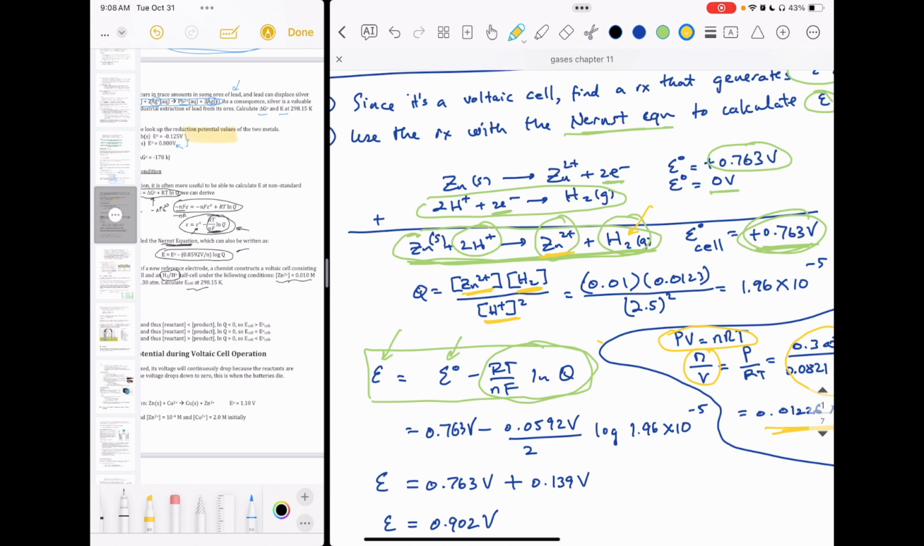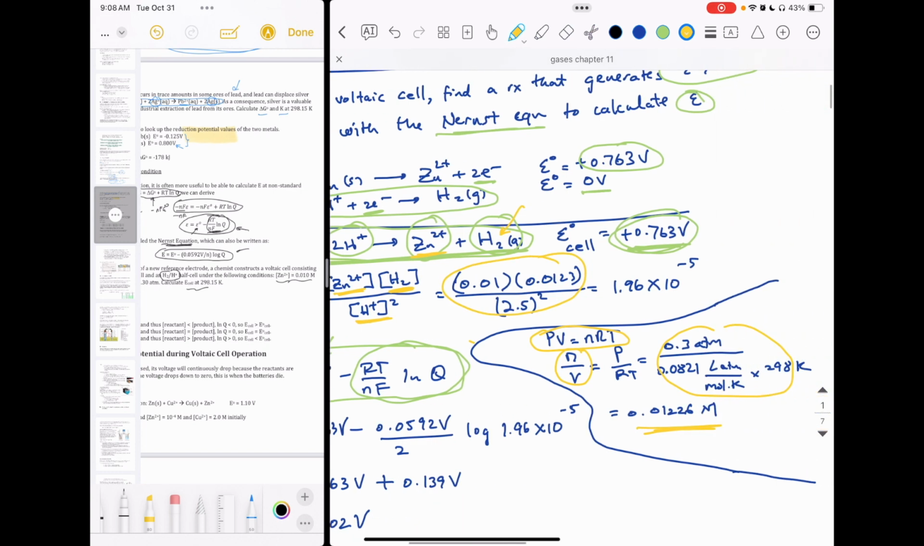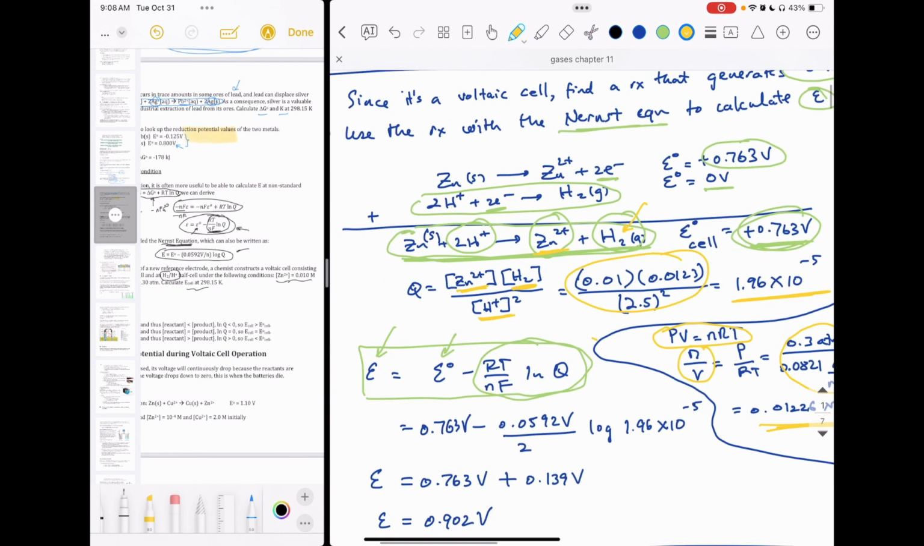So now I take the concentration of zinc, concentration of H2, divided by the concentration of H plus squared, since the coefficient is 2. Plug in the numbers there, gives me a Q value of 1.96 times 10 to the minus 5. Okay, once I have that, I take that Q and put it in here. I plug in all the numbers that I need here. Remember that that could be written as just 0.0592 divided now by 2.